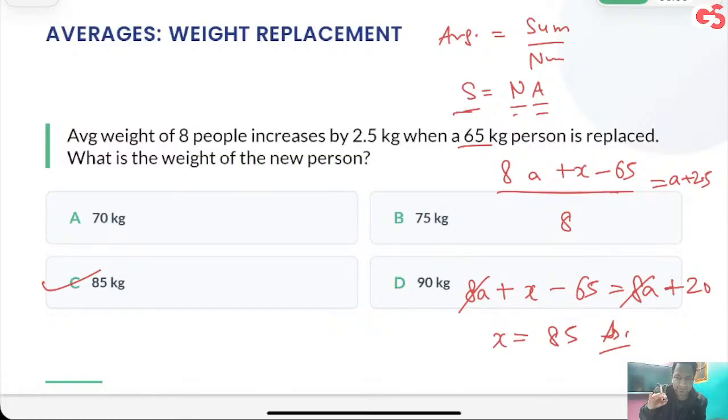If the 65 kilogram person is replaced by a 65 kilogram person only, average won't change. But the average has changed by 2.5 kg. That means the new person has brought in 2.5 kg for every person extra.